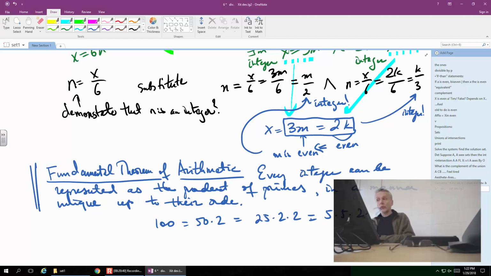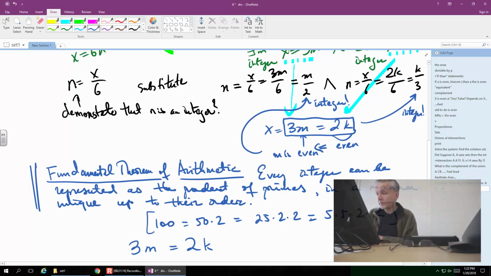So 3m is equal to 2k. So once again, think about it as 2k. Can you read the theorem? Every integer can be represented as the product of primes in a manner unique up to their order. Okay.